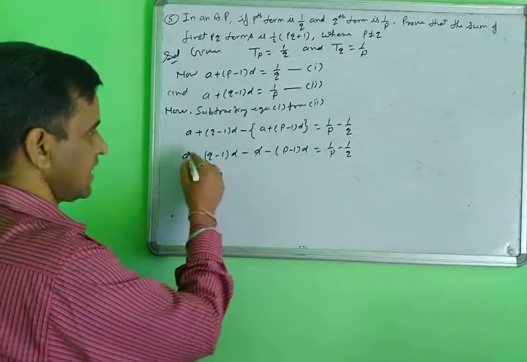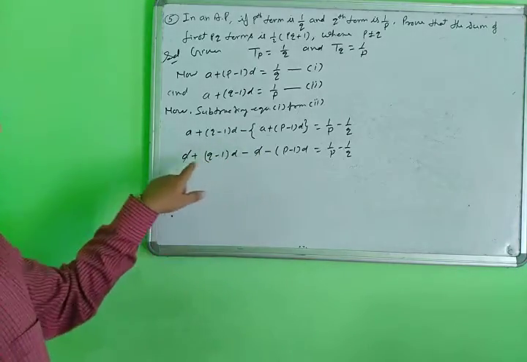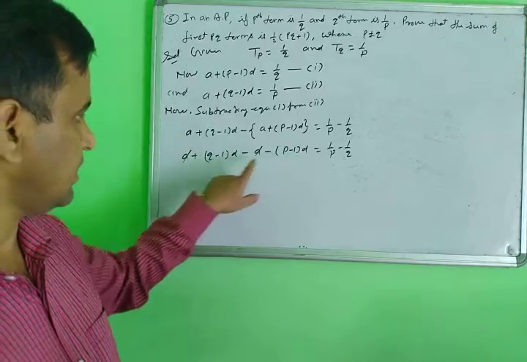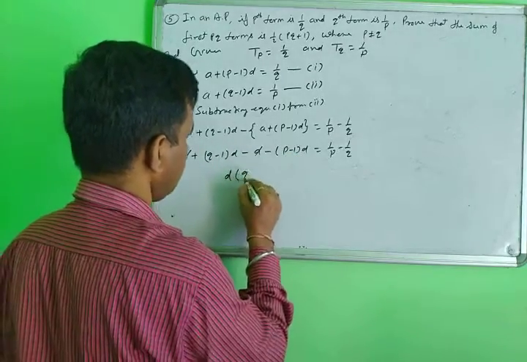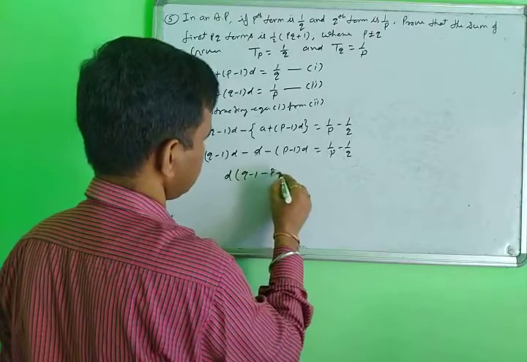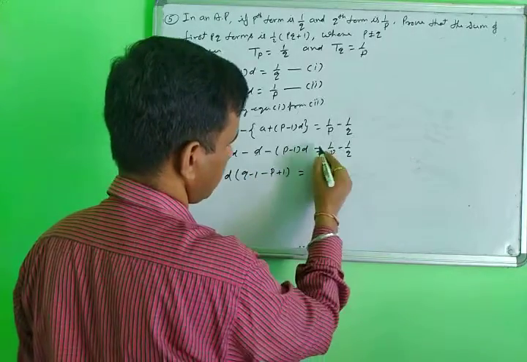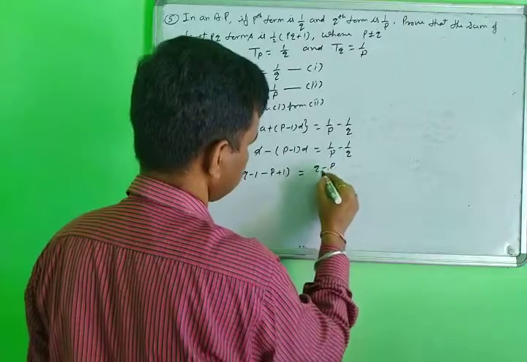Minus a plus a has been cancelled here. So taking d common here, q minus 1 minus p plus 1 equal to q minus p upon pq.